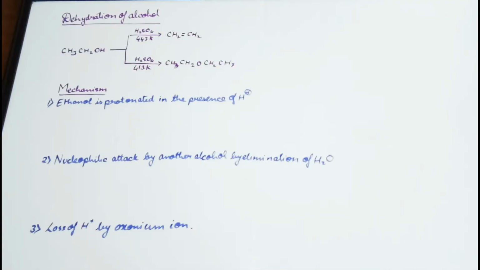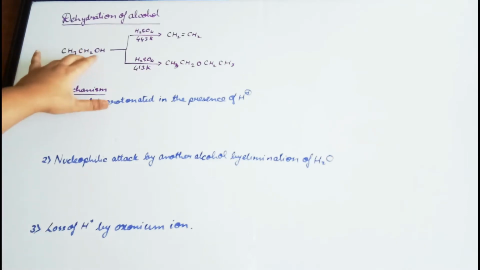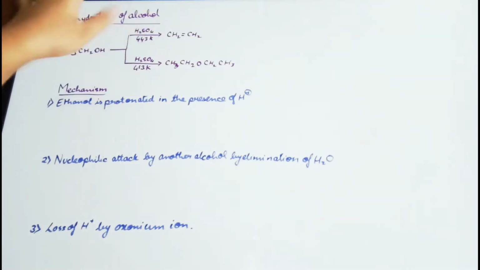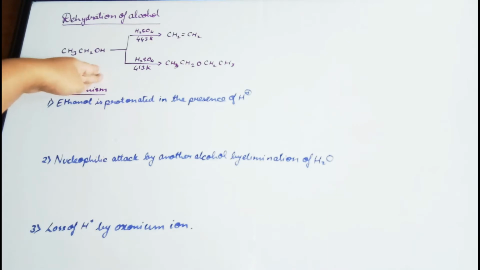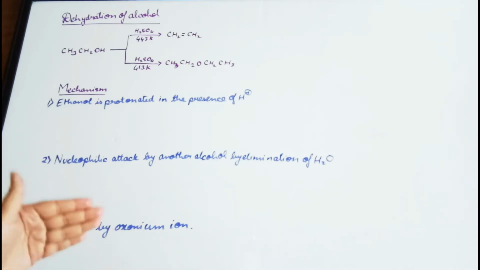The next reaction is again a dehydration of alcohol. But the thing is, alcohol on reaction with H2SO4 at a specific temperature leads to the formation of an alkene, and at another temperature leads to the formation of an ether. So this is applicable only to primary alcohols.